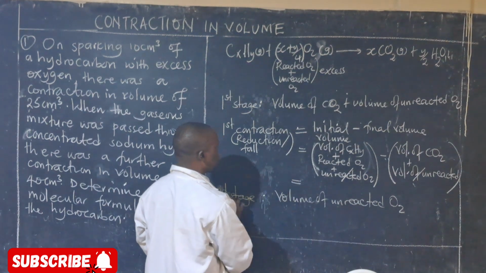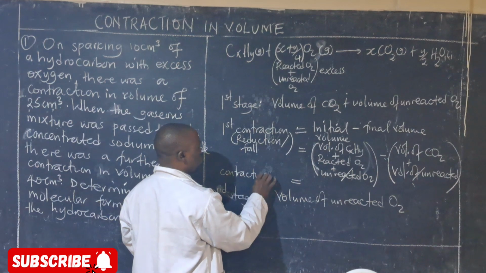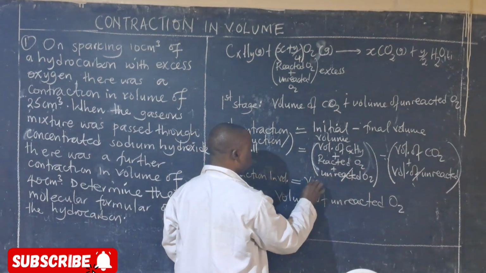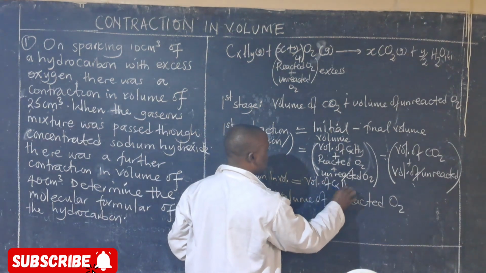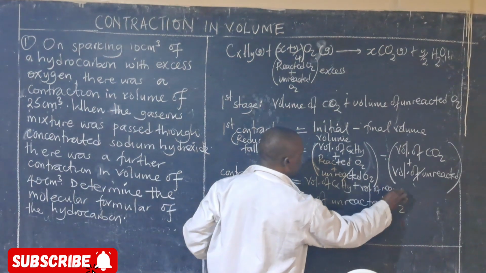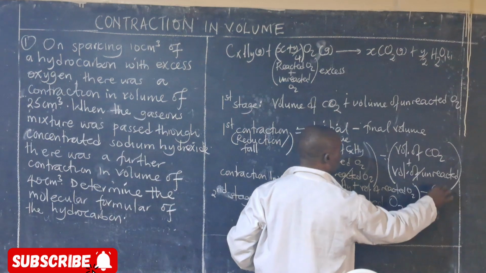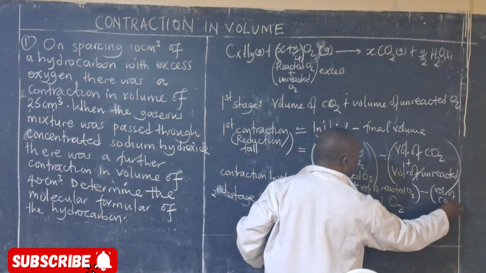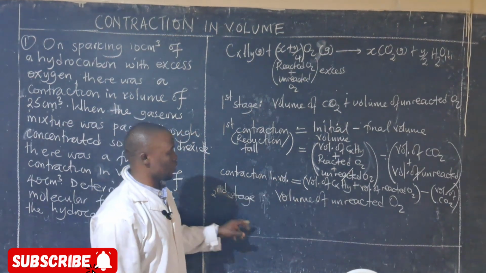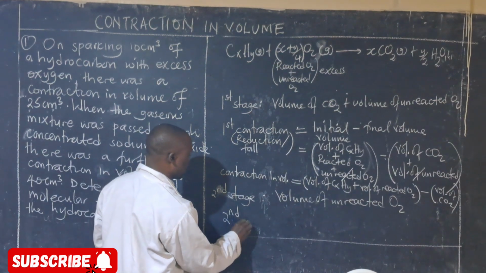So the first contraction, contraction in volume here, will equal the volume of hydrocarbon plus volume of reacted oxygen, then we are subtracting the volume of carbon dioxide. So that's the first stage of contraction. This is the formula. Now the second stage, which is actually what remains, the second contraction. What is it?